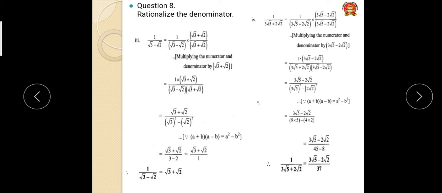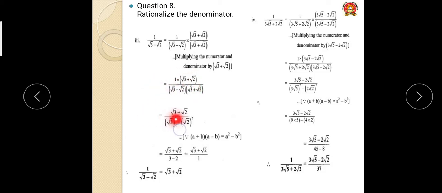By the conjugate pair you are doing the rationalization of the denominator. Now 1 by root 3 minus root 2: you have to multiply it by the conjugate pair of the denominator. Here the denominator is root 3 minus root 2, its conjugate pair is root 3 plus root 2, and after multiplying numerator and denominator by the same conjugate pair, you will get root 3 plus root 2 upon root 3 minus root 2 times root 3 plus root 2.